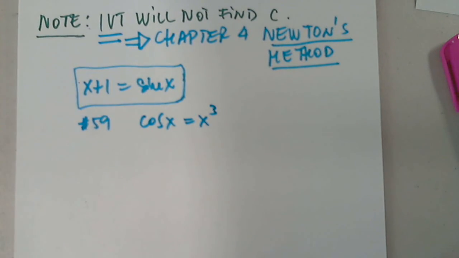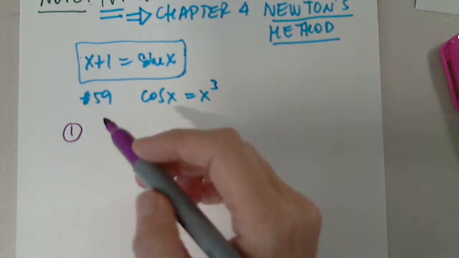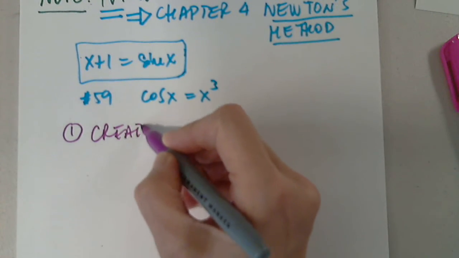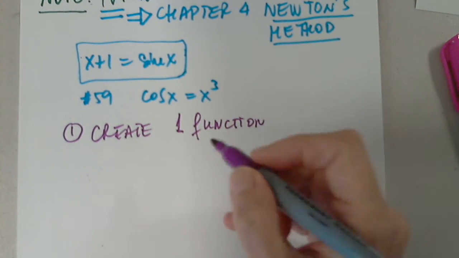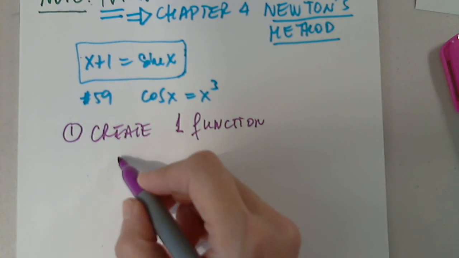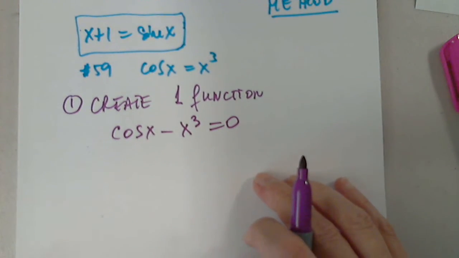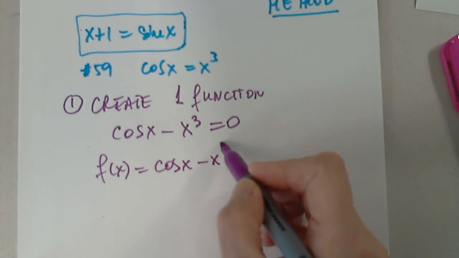Good. So my first step is this. Create the function. I don't see a function yet. I see two functions. Create one function. I wanted to write f of x directly. So here's the function. Then f of x is cosine x minus x cubed.